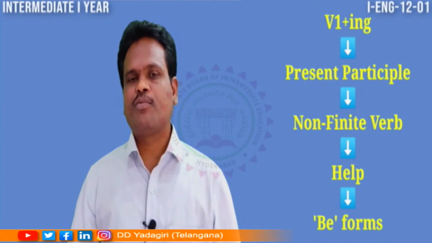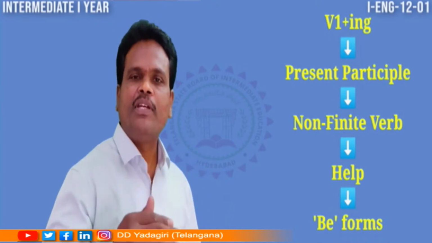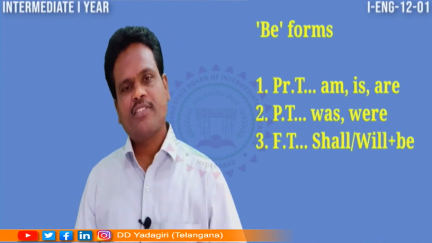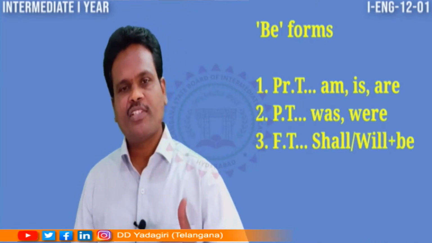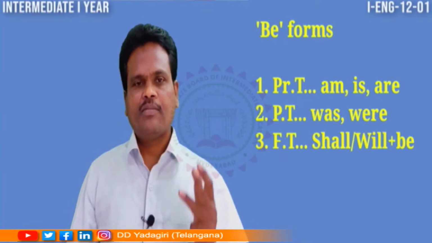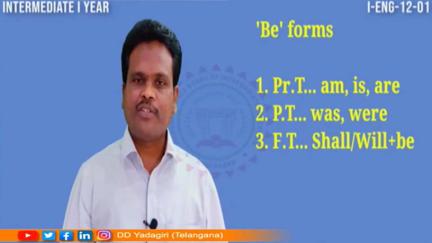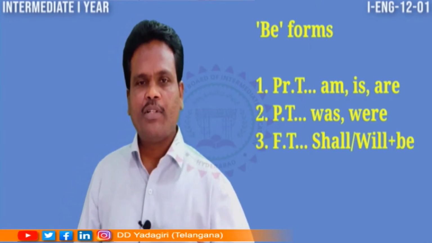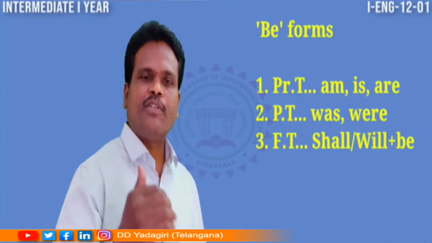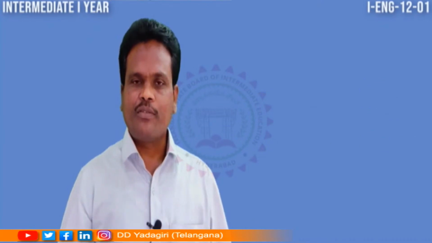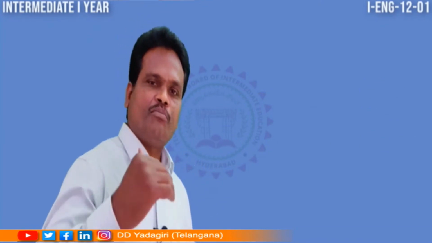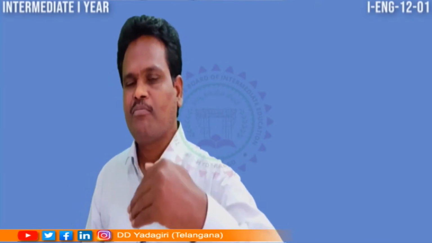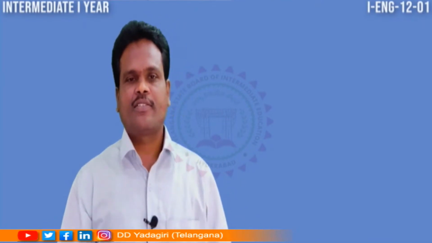This present participle takes the help of be forms. Be forms are 3 types: present tense be forms, past tense be forms, future tense be forms. Am, is, are present tense be forms, was, were past tense be forms, shall be or will be future tense be forms. So by taking the help from be forms, present participle tries to give the complete meaning to a sentence.